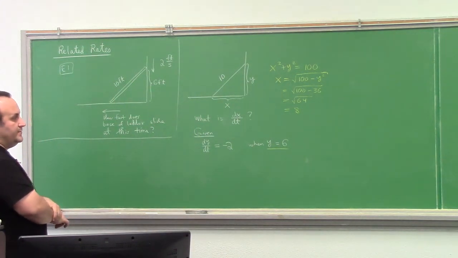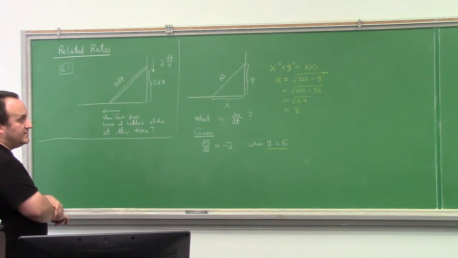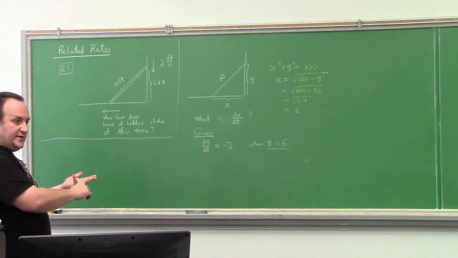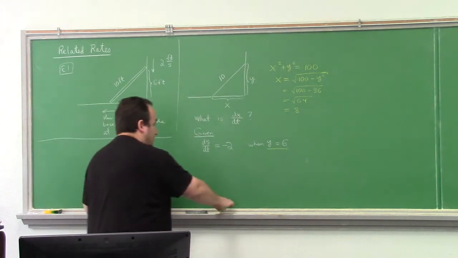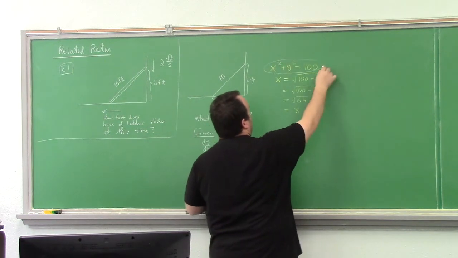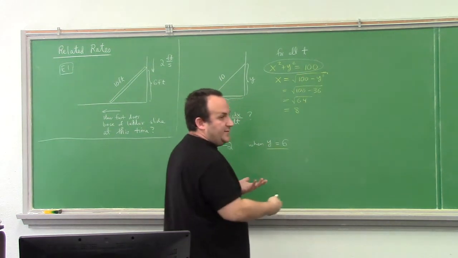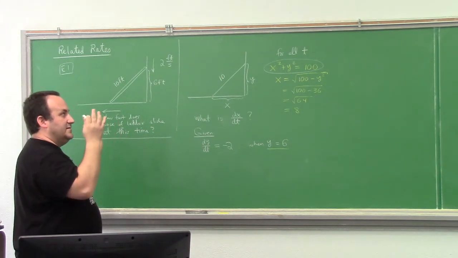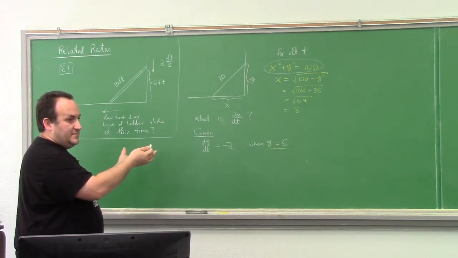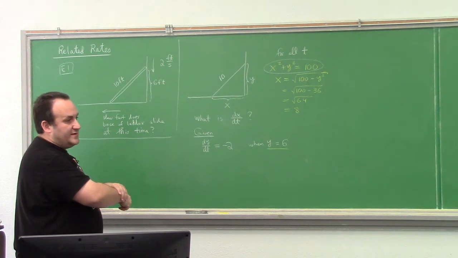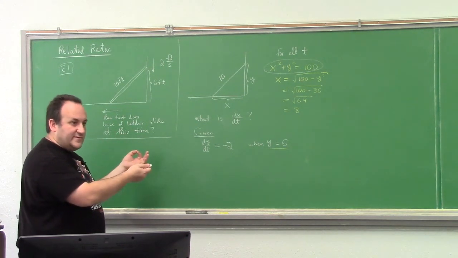All right. So what's dx dt? We know x, we know y, we know dy dt is minus 2. We also know this is the relation between x and y, and this is true for all t close to the time of interest. That models the motion of the ladder falling, not just at the instant we're interested in, but in all times close to it. That makes it logically reasonable to differentiate that equation and to think of x and y as functions of time. So that's what we'll do.